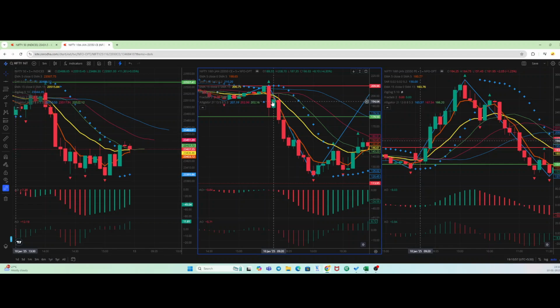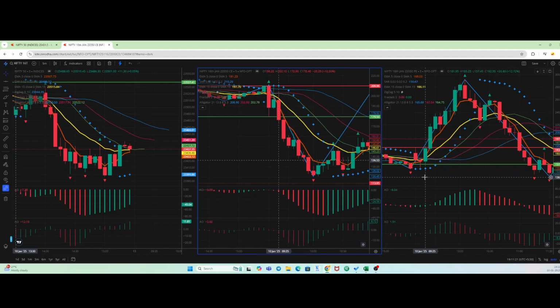Whenever an inside candle is made, between the previous candle and the next candle, if that inside candle breaks, there is a lot of chance it will go further. If it breaks up, it will go further up. If it breaks down, it will go further down. This is the beauty of the inside candle. This is the inside candle.